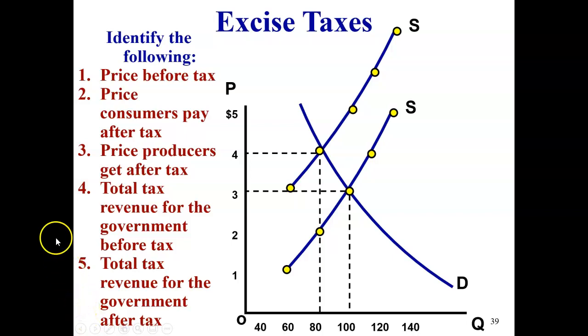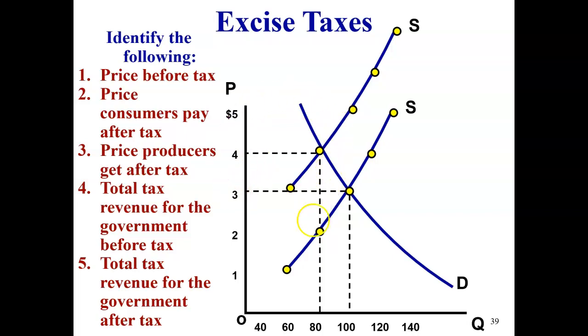The price before the tax was $3. That was the equilibrium price. The price that consumers pay after the tax, the supply curve shift in the new equilibrium, gives consumers a higher price of $4. So consumers are paying a higher price. They used to pay $3, now they pay $4. The price that producers get after the tax: they reach out their hand, so to speak, and get the $4 from consumers, but then they also pay the federal government a tax.